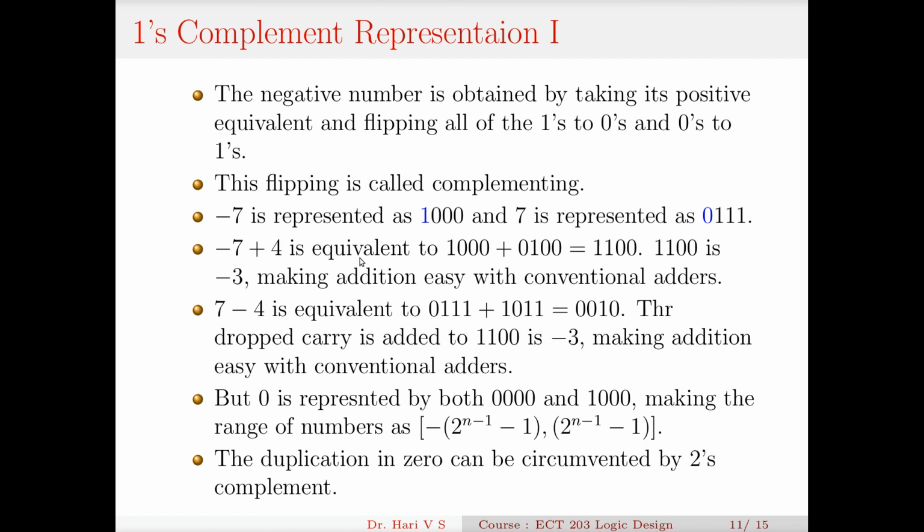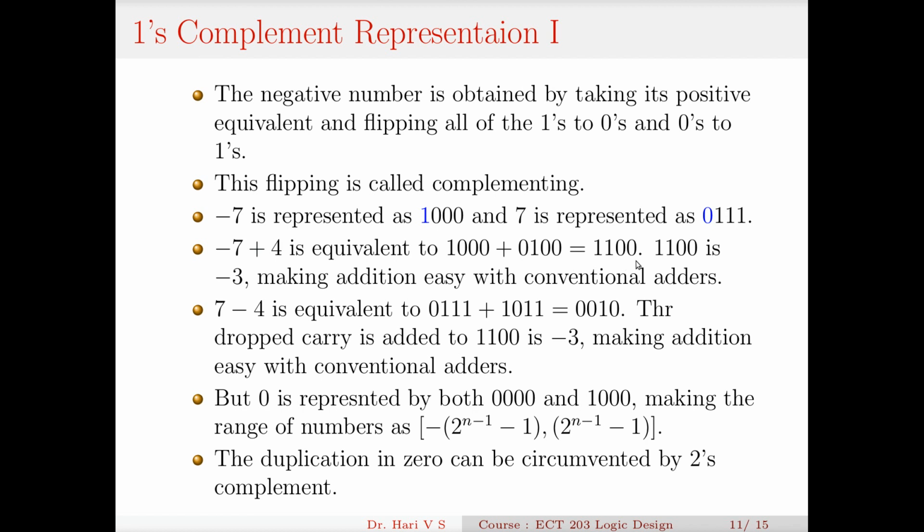So, this solves my problem with the addition of negative and positive numbers, because when I say minus 7 plus 4, that is equivalent to minus 7 is 1 0 0 0 plus 0 1 0 0. This is 4. Why is it 0 1 0 0? Because it is a positive number, so the MSB is a 0, and the remaining part is in uncomplemented form. 1 0 0 plus 0 1 0 0. What you get is 1 1 0 0.